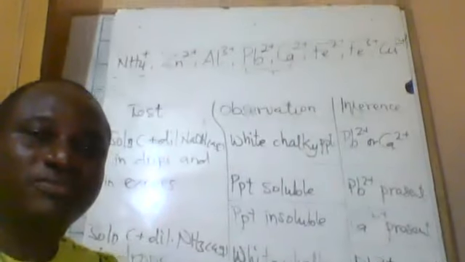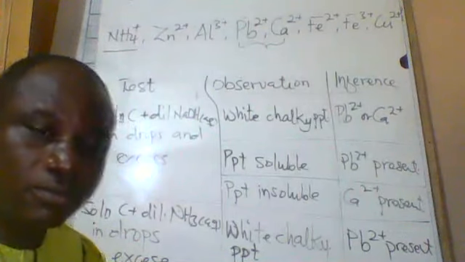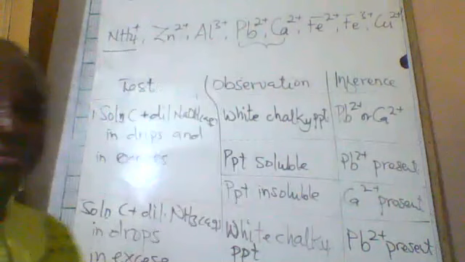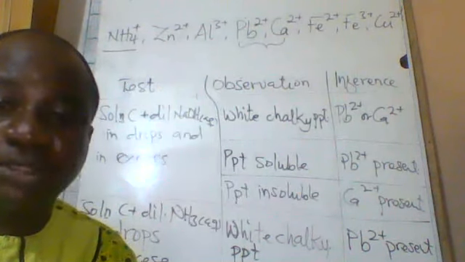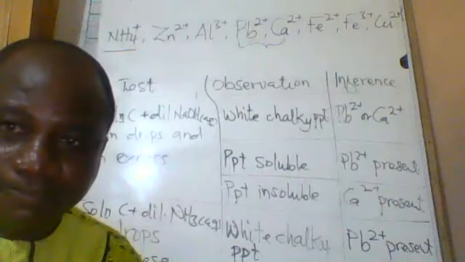Now, you see that the ones that I was saying seem to be difficult after all are not difficult. The zinc, aluminum, lead, and calcium. They seem to be difficult, but they are not. From what we have done, you realize that they are not difficult.